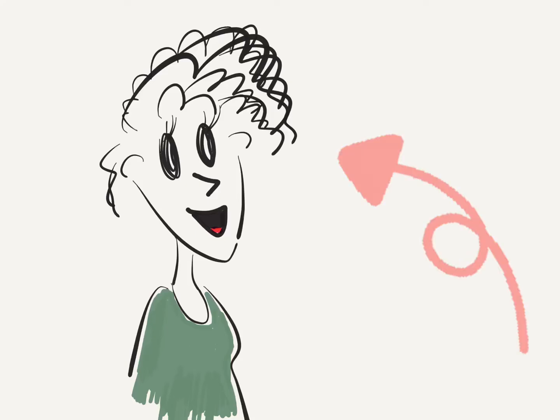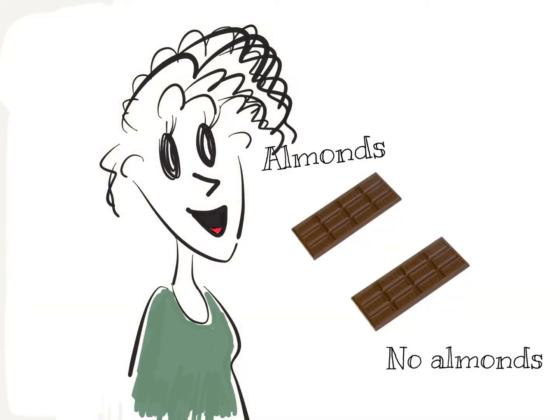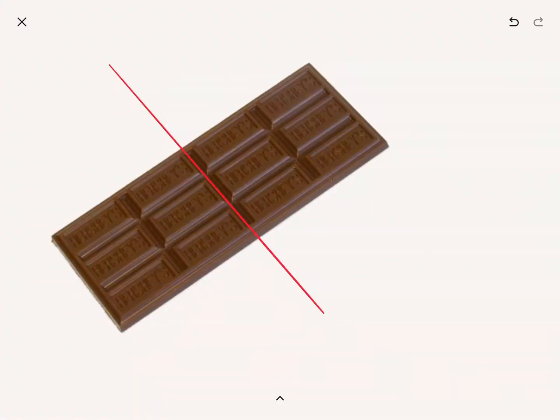Here we have a mom in a green shirt, and this mom has 6 kids, and since she is the best mom ever, she decides to buy her kids some candy bars, one with almonds and one with no almonds because not all of her kids like nuts. As it turns out, only 2 of her kids like almonds, so she divides it into 2 pieces.